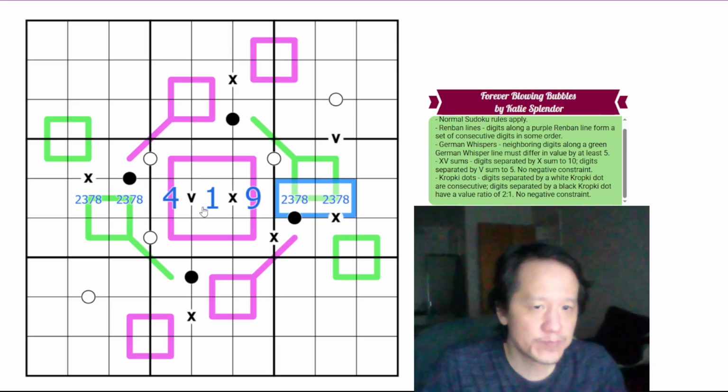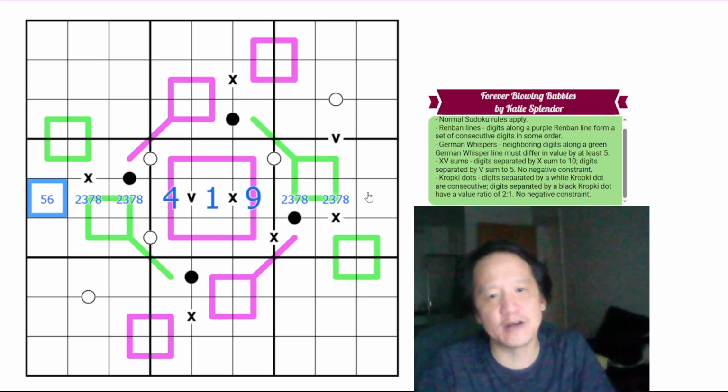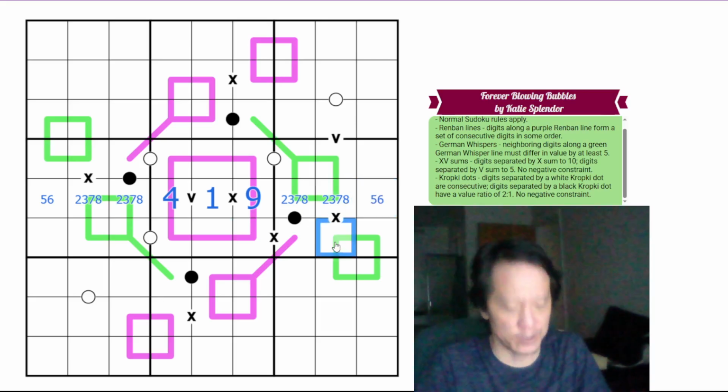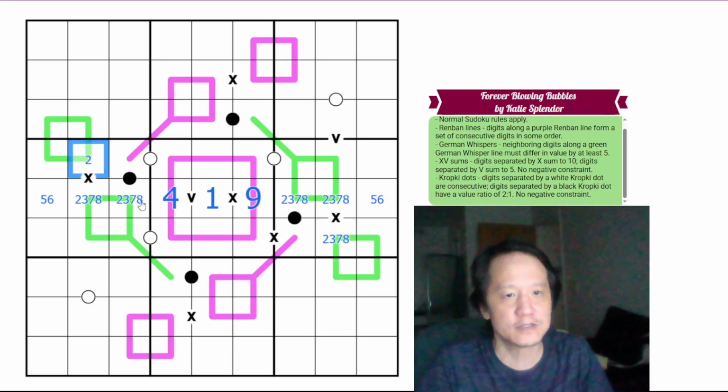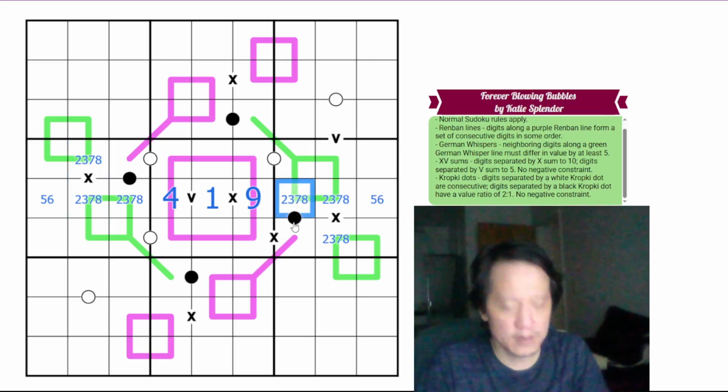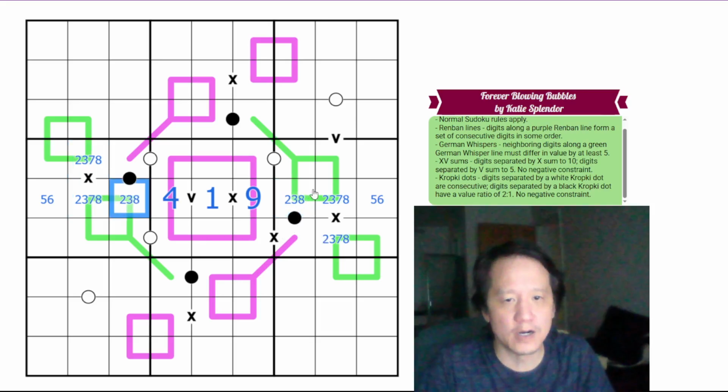Well, that leaves 5, 6 as the remaining digits. This 2, 3, 7, 8 must be with 2, 3, 7, 8 to add up to 10. So this is also 2, 3, 7, 8 to add up to 10. 7 can never be next to a black Kropke dot. 2 can be next to 1 or 4. 3 can be next to 6, and 8 can be next to 4.